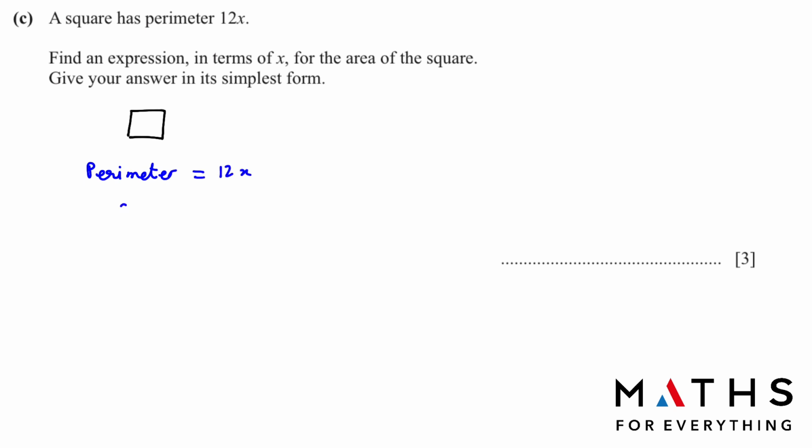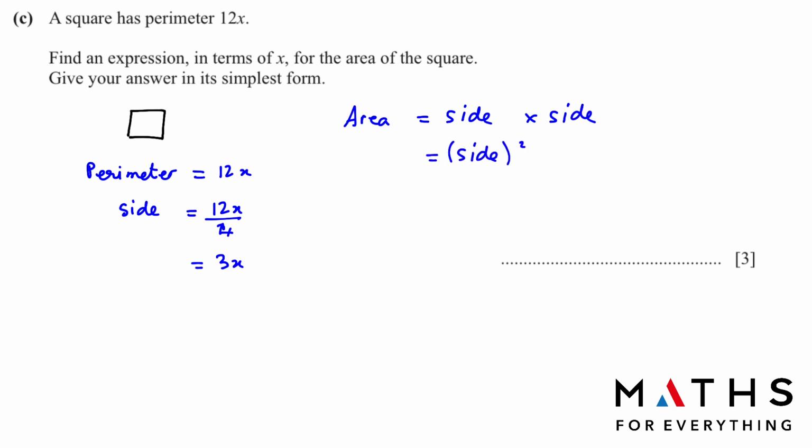So one side will be 12x divided by 4. It will give us 3x. To find the area of a square, we multiply side by side, or we write side square. Whichever way you understand, it's fine.